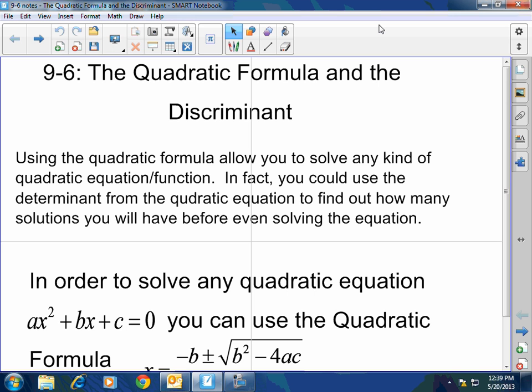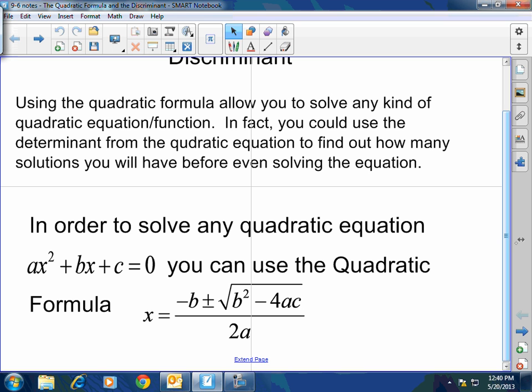Today we're going to wrap up Chapter 9. We're going to talk about 9-6 today, the quadratic formula and the discriminant. Using the quadratic formula allows you to solve any kind of quadratic equation or function. In fact, you can use the discriminant from the quadratic equation to find out how many solutions you will have before even solving the equation. So we're going to deal with a lot of powerful formulas today.